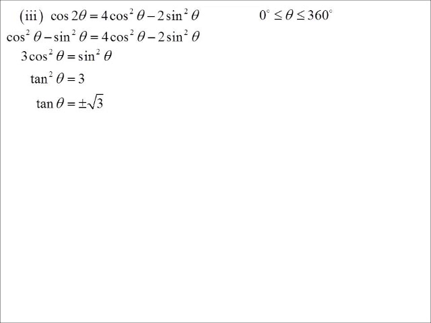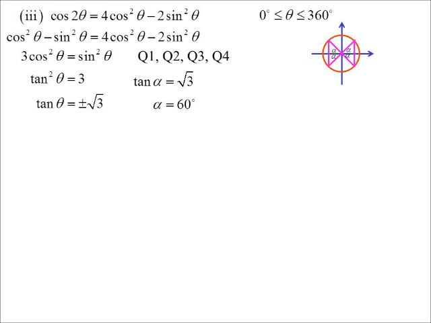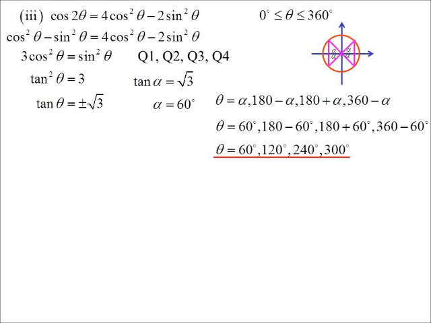So I'm going to divide both sides by the cos squared. And I get tan squared is 3. Tan is plus or minus root 3. So I'm in 4 quadrants again. The acute angle, 60 degrees is the acute angle, but I'm in all 4 quadrants. So there's my 4 answers.